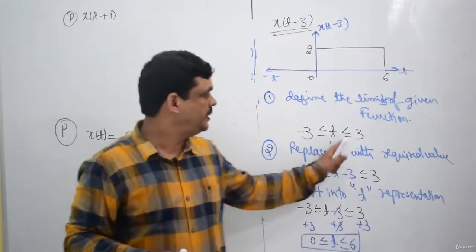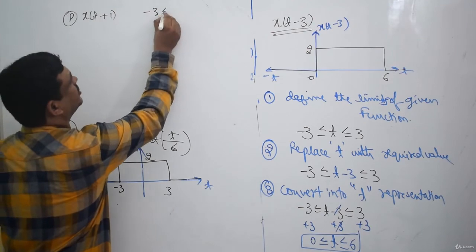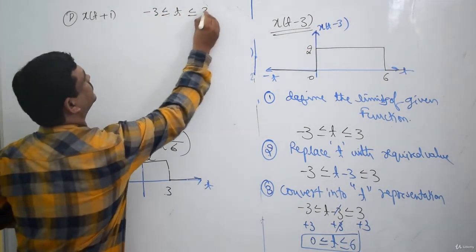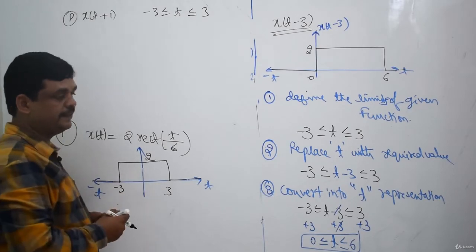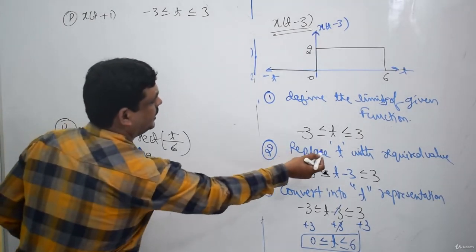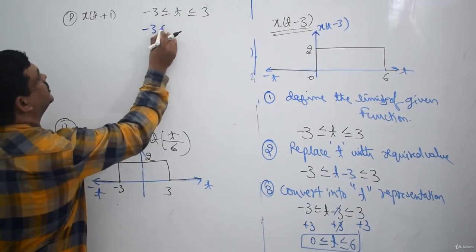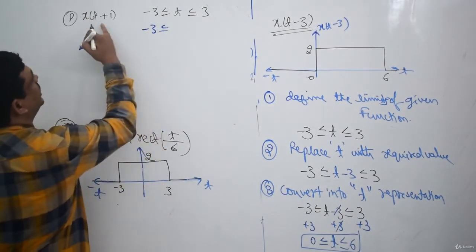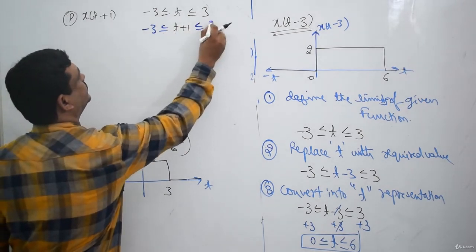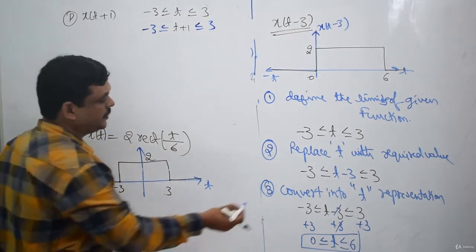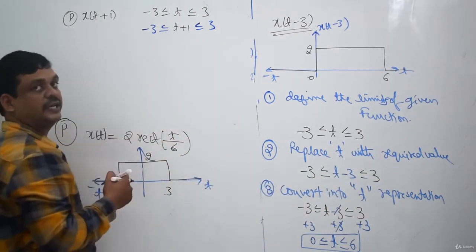Otherwise, apply the same procedure. First, write the limits of the given function. Limits of the given function is -3 to +3. Second step is replace t with the required value. This is -3 as it is. Required value is t plus 1. This is as it is. Then convert into t representation. So here we require only t.